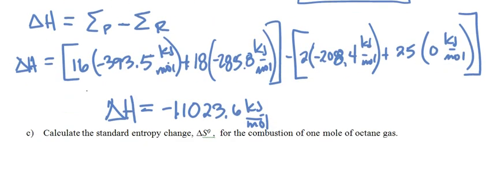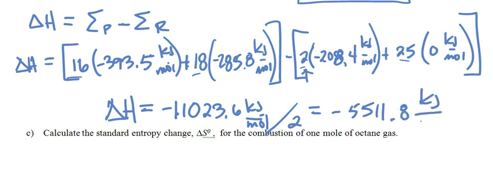So what we need to do is divide this by 2, because again, we're using, at least I did, unless you did fractional coefficients, then you're good to go. However, since I used the 2, the 25, the 16, the 18 instead of fractional coefficients, I have to divide it by 2. If my octane had a coefficient of 5, I would need to divide it by 5. So when I divide it by that value, I get a negative 5511.8. Okay.